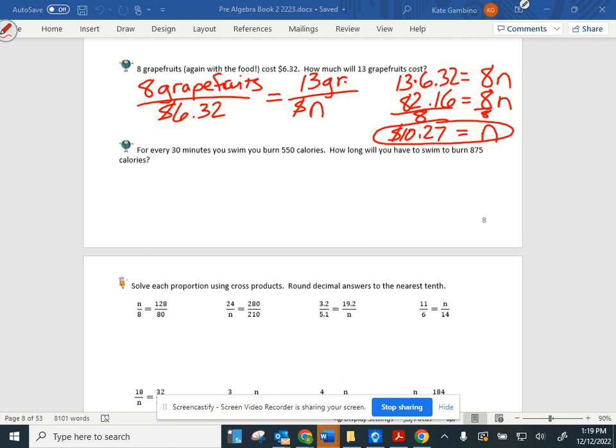For every 30 minutes you swim, you burn 550 calories. Wow, that is a great exercise. How long will you have to swim to burn 875 calories? How do I set this up? Let me hear from somebody I haven't heard from. How should I set this up, Emily? What will my two ratios be?